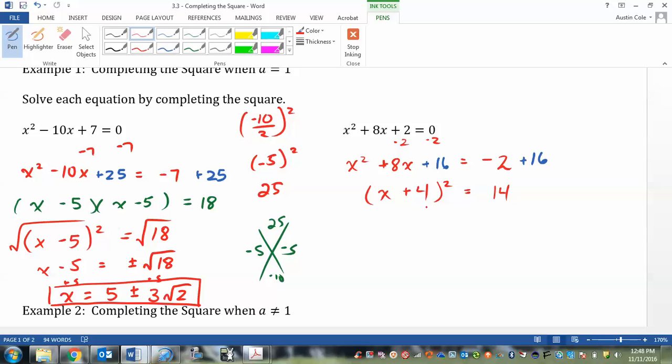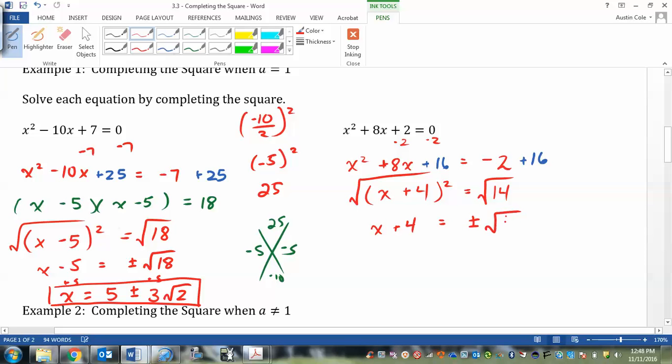Yeah. Okay, so now I'm going to solve it by square roots. I'm going to square root both sides. I'm going to get x plus 4 equals plus or minus the square root of 14. I'm going to minus 4 on both sides. And x is going to equal negative 4 plus or minus the square root of 14. Can we simplify the square root of 14? We can't do that. So there's our answer.